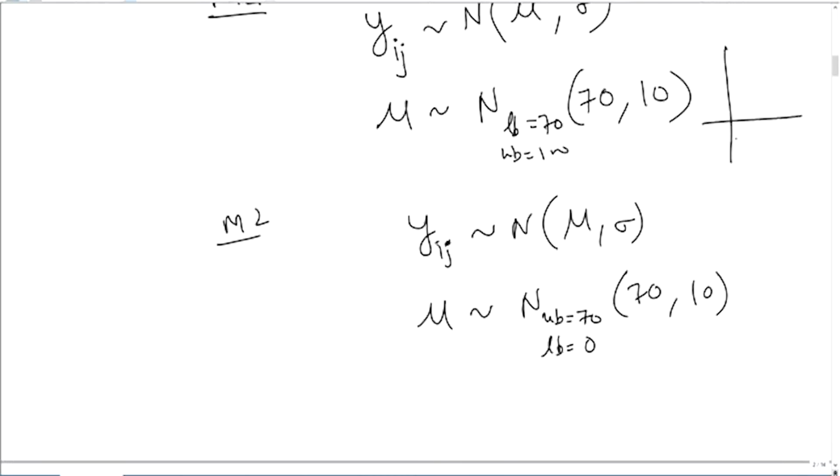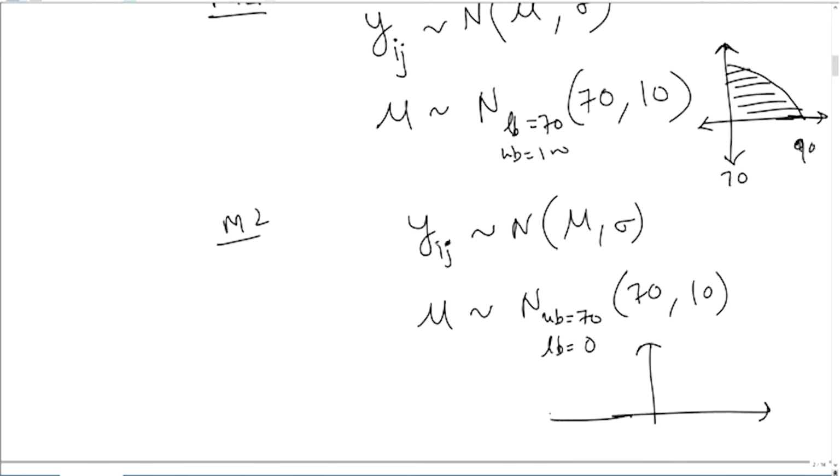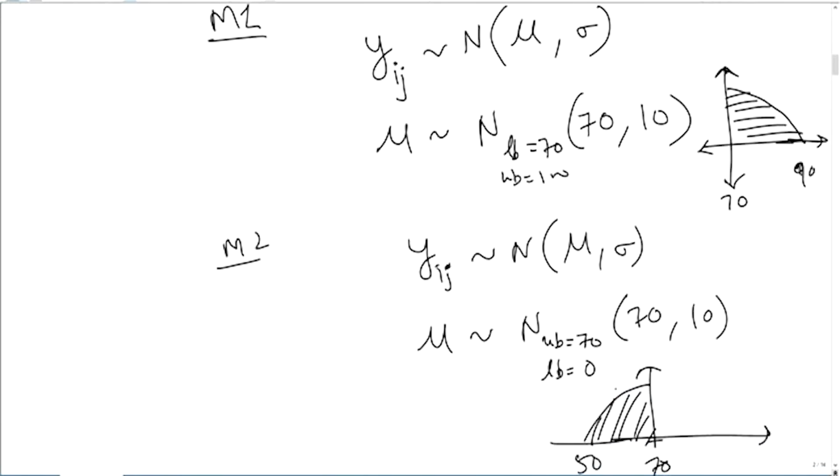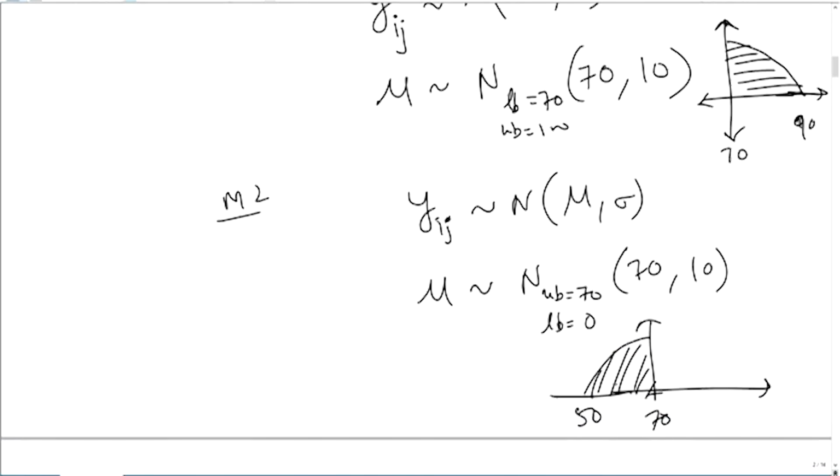So model 1 assumes that we have this parameter mu, which can take any value between 70 and let's say 90. So the average marks are somewhere between 70 and 90. And model 2 assumes that the average marks are somewhere between 50 and 70, because here the upper bound is 70. So that's the difference between model 1 and model 2. Then we can compare whether model 1 is better than model 2 given the data. Okay, this is fine.